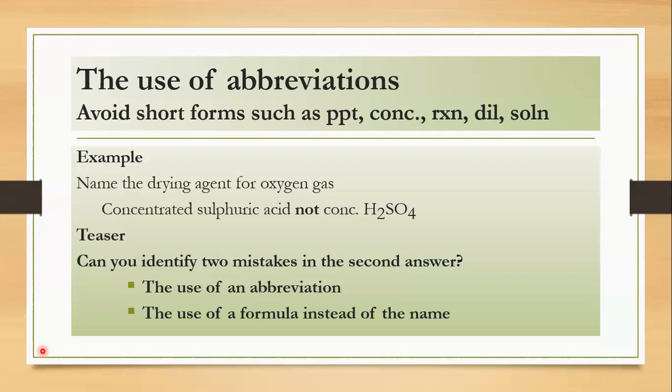So for a learner who writes CONC H2SO4, they already have two mistakes in their answer. Number one, they have not used a name. And number two, they have used an abbreviation in the word concentrated. Please do not make those mistakes when you are answering questions surrounding name in paper two, chemistry at O level.